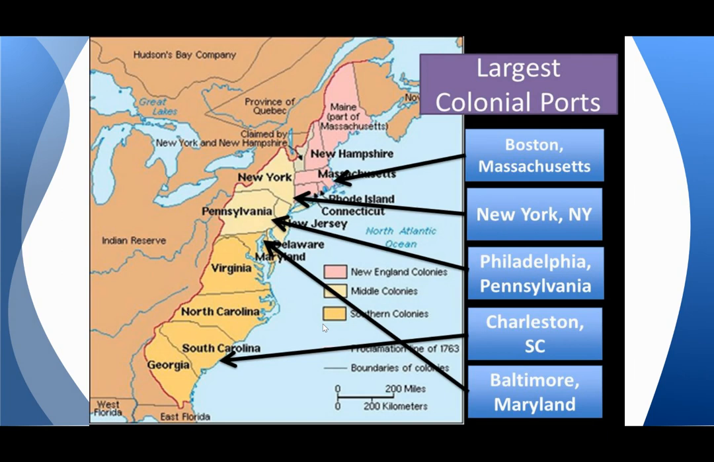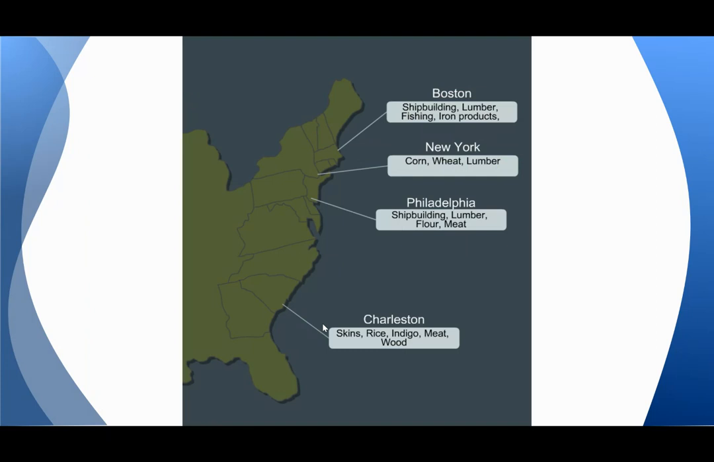some of these ones that I already listed. We can also see what they're shipping out of these ports. So in Boston, they're making ships, they're sending lumber, fish, iron products. New York, it's mainly corn and wheat and lumber. And then in Philadelphia, shipbuilding again, lumber, flour, because it's the breadbasket colony. And then in Charleston, we can see that they're sending rice, indigo, meat, wood, and animal skins.